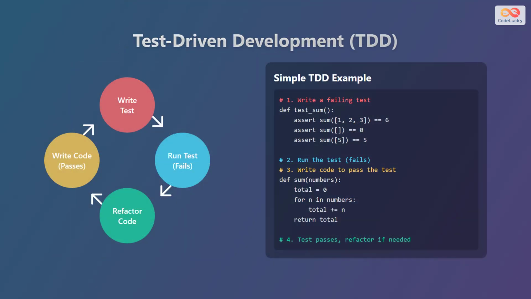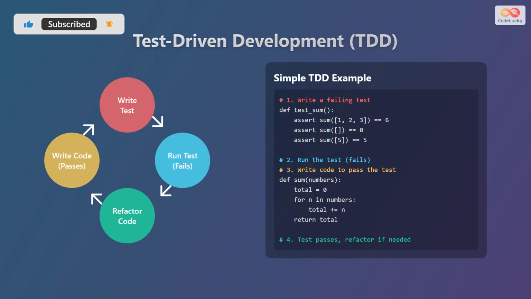Test-driven development, or TDD. Test-driven development is a software development process where tests are written before the code. The process follows a cycle. First, write a test. Second, run the test, which should fail. Third, write the code to pass the test. Fourth, the test passes, refactor if needed.